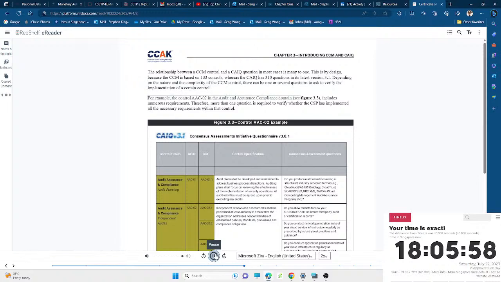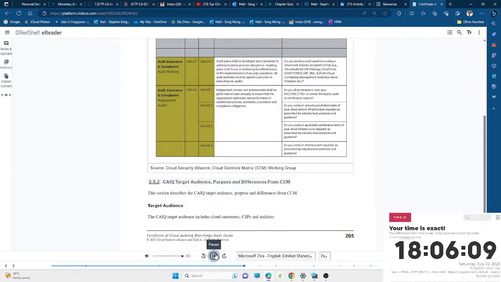For example, the control AAC02 in the audit and assurance compliance domain, see Figure 3.3, includes numerous requirements. Therefore, more than one question is required to verify whether the CSP has implemented all the necessary requirements within that control. 3.5.2 CAIQ Target Audience, Purpose, and Differences from CCM. This section describes the CAIQ target audience, purpose and differences from CCM. Target audience. The CAIQ target audience includes cloud customers, CSPs, and auditors.